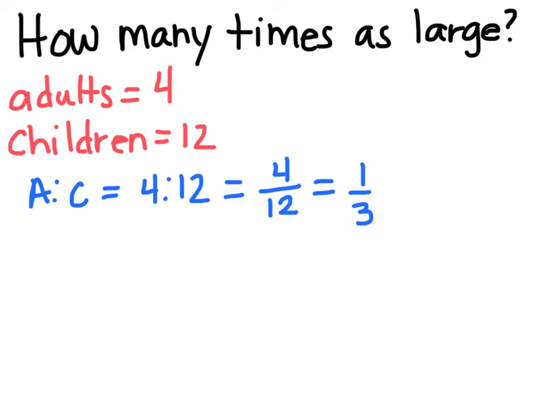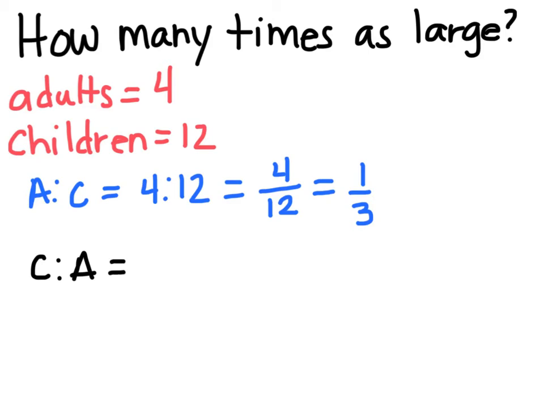So let's look at the other direction here. How many times the number of adults is the number of children? So we want to know how many children compared to adults. So we'll put children first, adults second. I know that seems backwards, but that's the way it works.